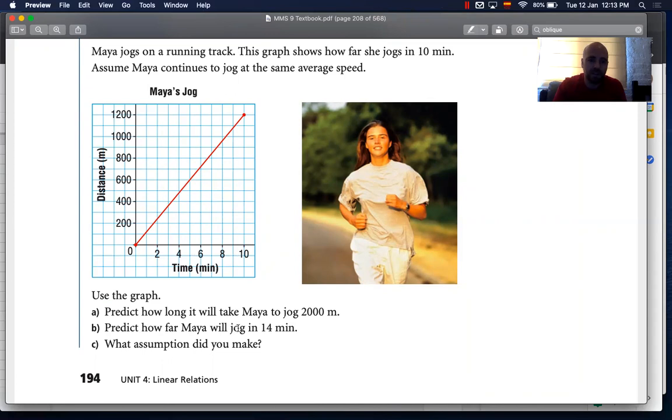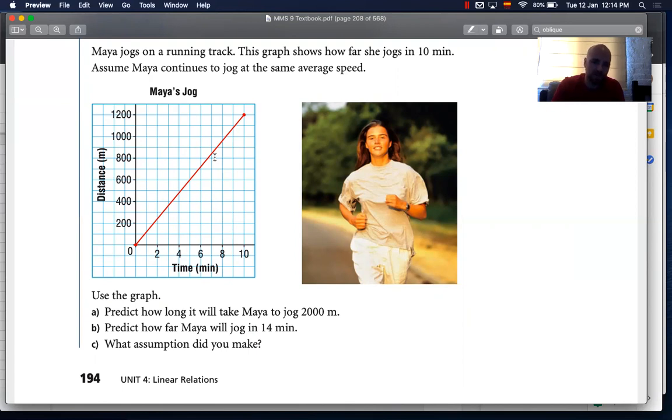Predict how far she will run in 14 minutes. Okay, well, I can kind of do the same thing. So I can find a number that'd be easy to double. So let's take 7. Okay, 7 minutes. If I double this, then it should get me to 14 minutes. So in 14 minutes, it looks like she went about 850 meters. So I'm going to say she'd probably go about 1,700 meters.